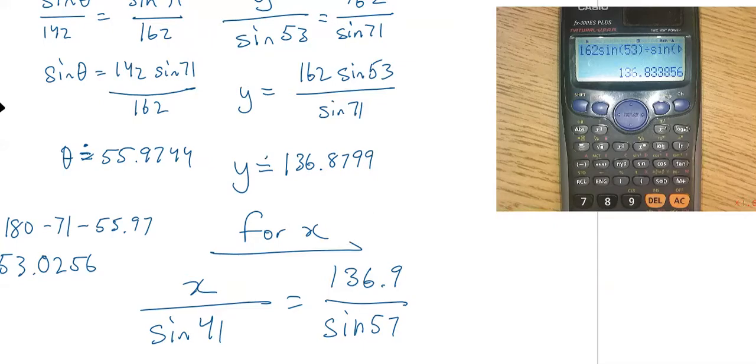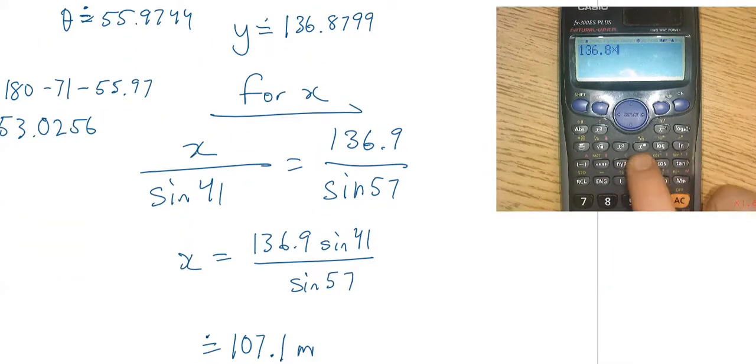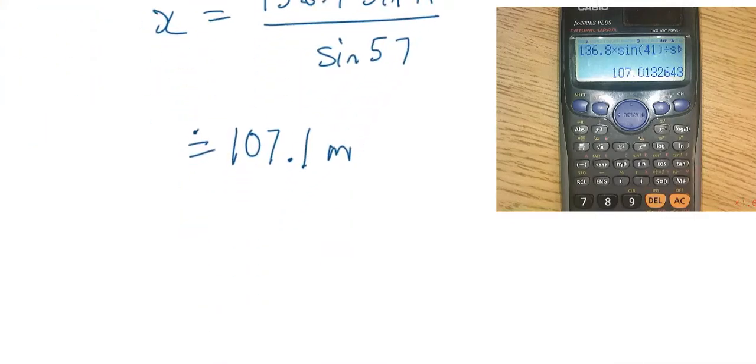And then I'm going to go, but if I rounded that again, 136.8 times sine 41 divided by sine 57. Let's see. Yeah, 107.0 instead of 107.1. I mean, that's 10 centimeters because you're talking meters, so that might matter. 10 centimeters might matter. But again, it's just something that's good to think about once in a while, I think.